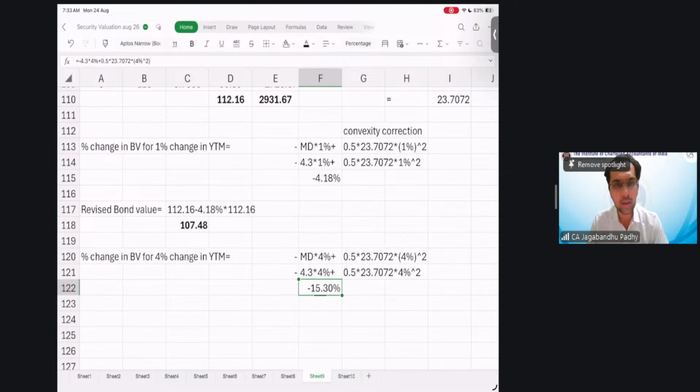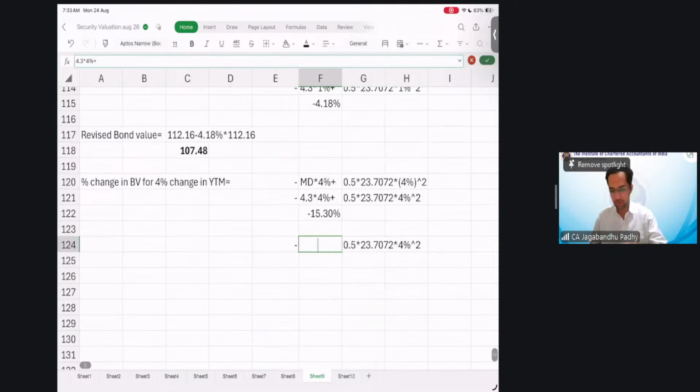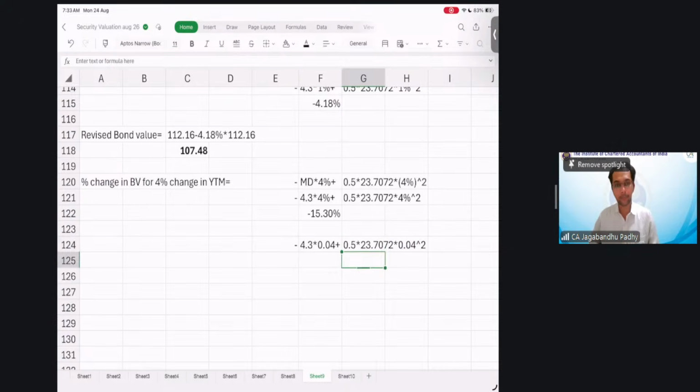How come you're getting 19? Okay, do one thing. Try it out like this. Because in the calculator, if you type 4, it will give you some different number. Just make it like, instead of 4%, make it 0.04. And even over here, make it 0.04 square. Try to solve with these expressions and see if you're getting 15.3%. Yeah, 15.3%.